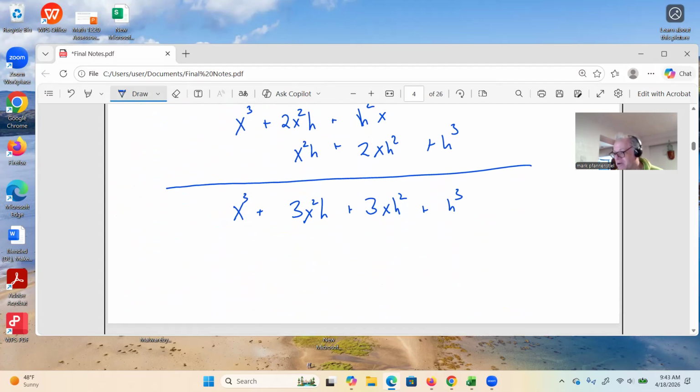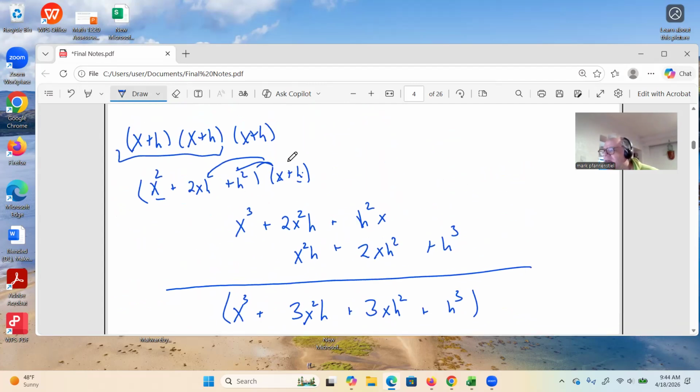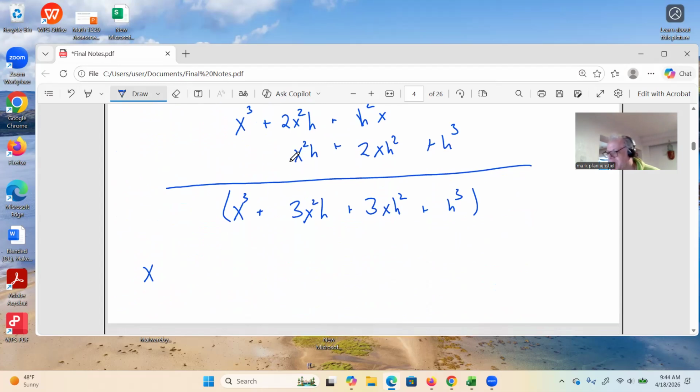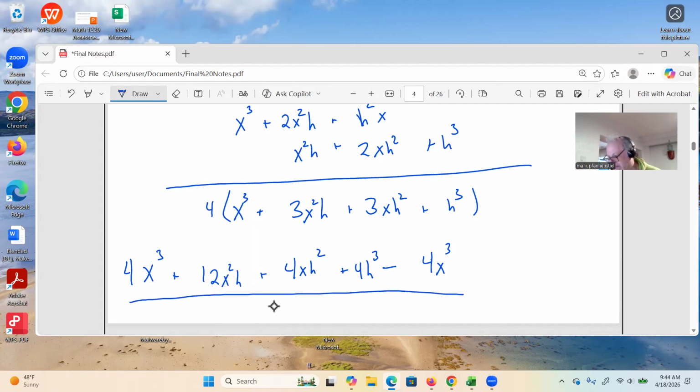Let's put it back in our problem. There's a positive 4 way out in the beginning, so let's multiply this by 4. So we have 4x cubed plus 4 times 3 is 12x squared h, plus 3 times 4, 12xh squared, plus 4h cubed, minus 4x cubed. This was the original function, all divided by h.